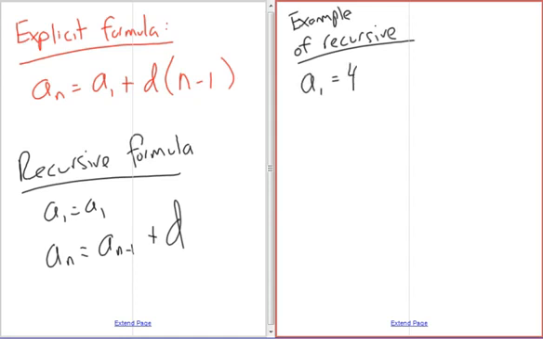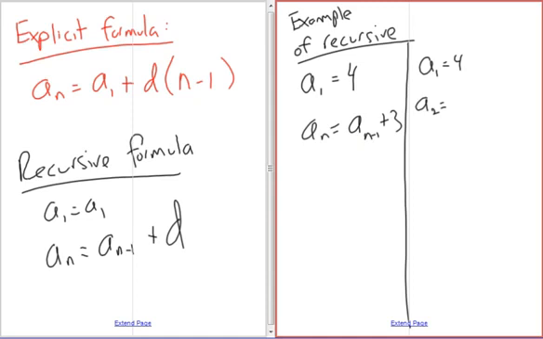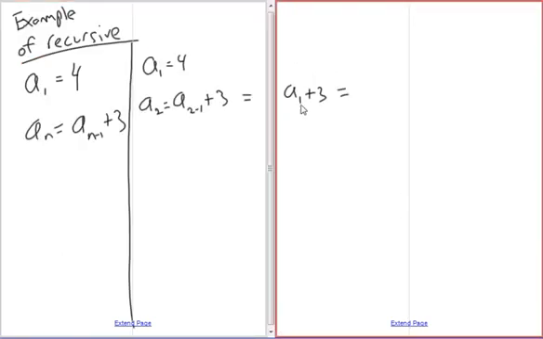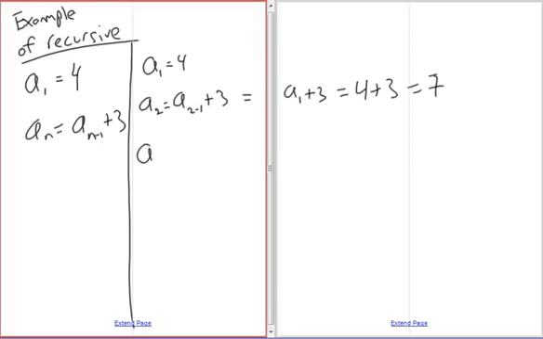So a1 is a1, so in this case it's just 4. And a sub n is equal to a sub n minus 1 plus 3. That's our recursive formula for this particular example. So building: a1 is a1. a2, applying the formula here, would be a of 2 minus 1 plus 3. So 2 minus 1 is equal to 1, so this is equal to a sub 1 plus 3. The first term was 4, so 4 plus 3 is 7. So the second term is 7.